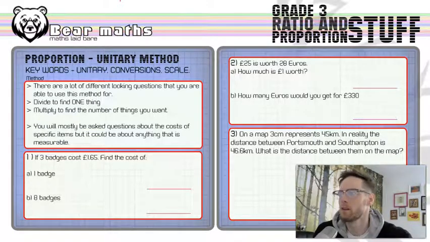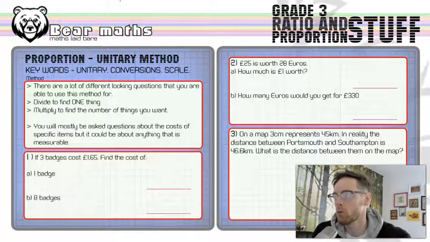Scales you get on maps might not always be 1 to something, and then the third question you'll see what I'm talking about. So the method states there are a lot of different looking questions that you are able to use this method for. The method is basically divide to find one thing and then multiply to find the number of things that you want to find in the question. You'll mostly be asked questions about the cost of specific items, but it could be about anything that's measurable.